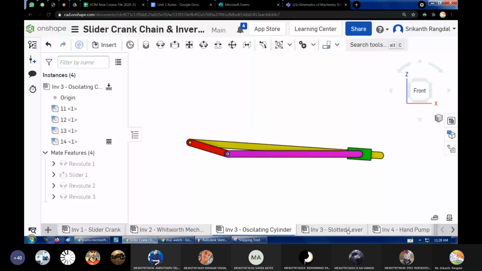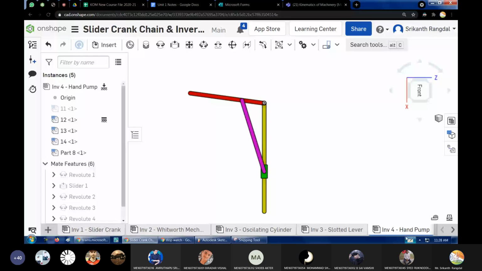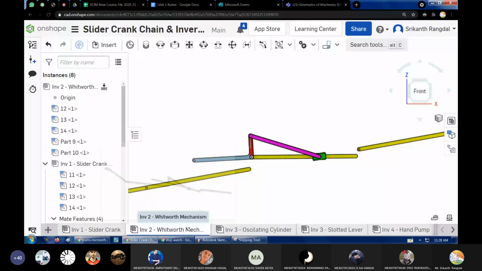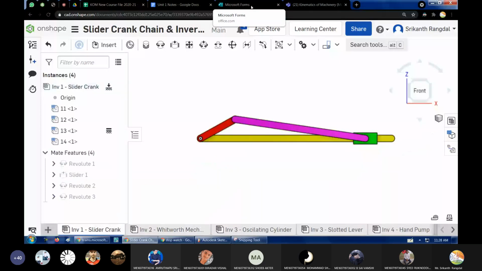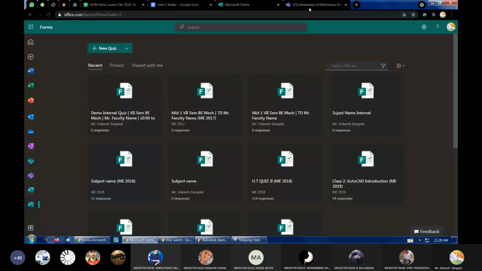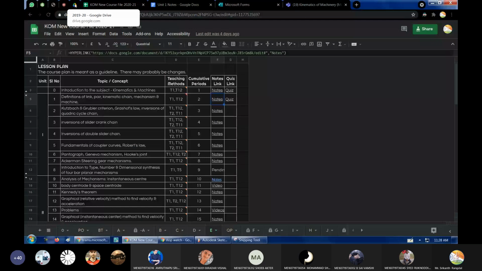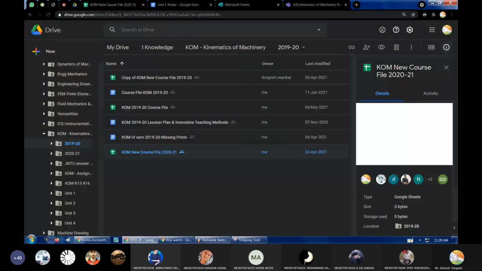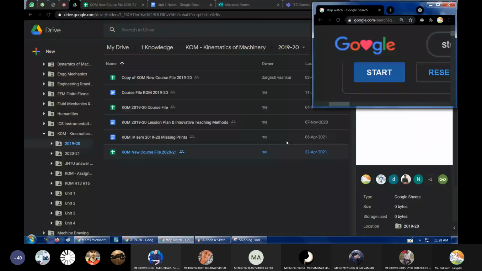Hand pump also you can make. One simple design of the hand pump you can make with the outer body and all, and we can show that this hand pump is actually an inversion of the same. So many more will be coming up in the future. And if you are getting any ideas about any other things, you can continue building them. And once they are ready, we will just give a small demo to your friends. You can share the screen from your side and show your friends how these mechanisms are working.